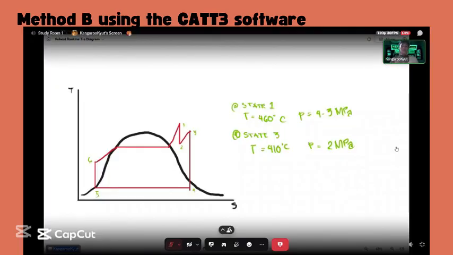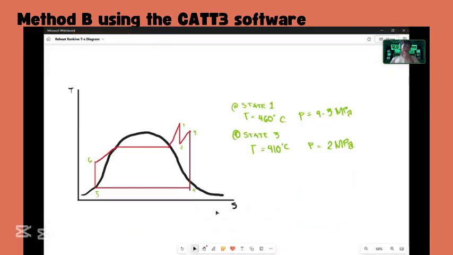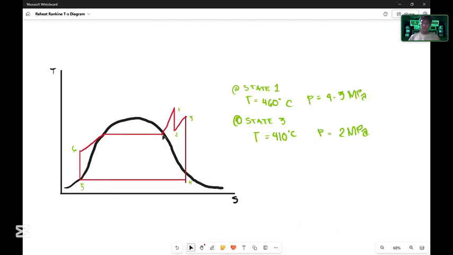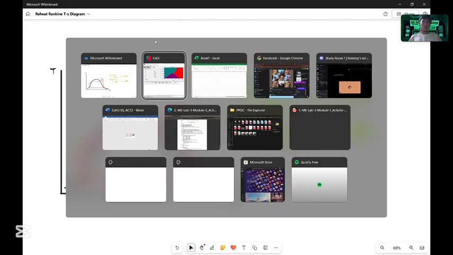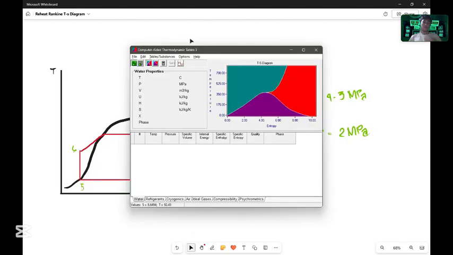So, proceeding for method B of solving a reheat Rankine problem using CAT3. So, here is our TS diagram. First thing first is we need to open our application CAT3. And then next, we're going to select the substance we're going to use. Since we are in a reheat Rankine cycle, we're going to use water. And then next is we're going to input values. Press calculate.